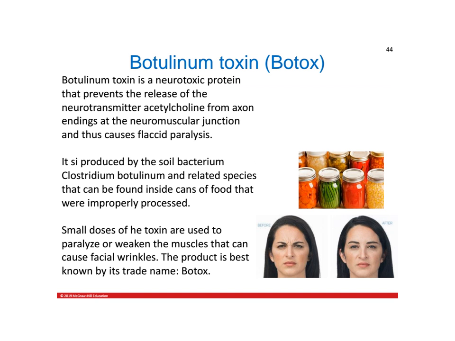Another very important toxin is botulinum toxin. It's a neurotoxic protein that prevents the release of the neurotransmitter acetylcholine from axon endings at the neuromuscular junction. And it therefore also causes flaccid paralysis, just as curare does. Now, the mechanism is a little bit different. It's preventing the release of the neurotransmitter, okay?